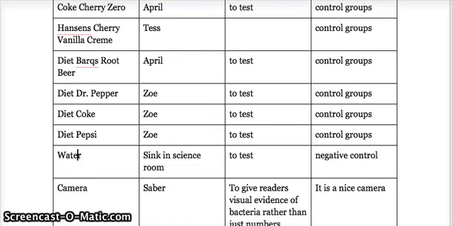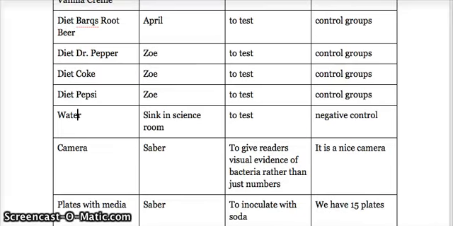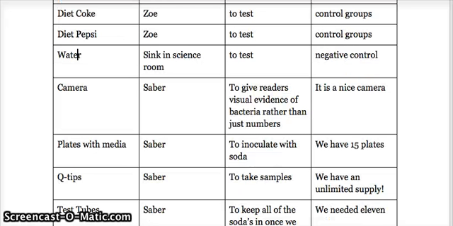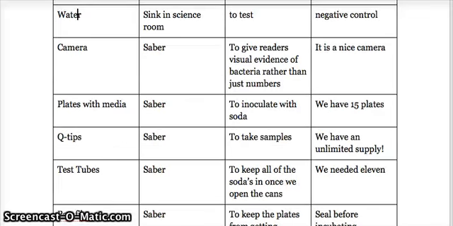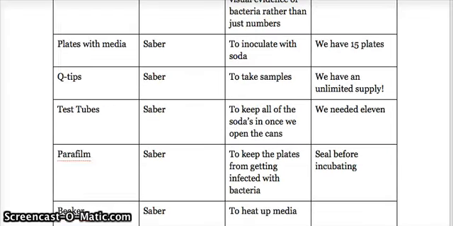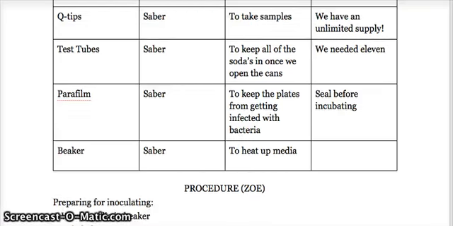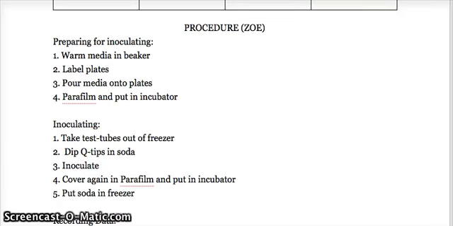We also needed a camera to take pictures of the plates after they'd grown bacteria. We needed plates with media on them to grow the bacteria. We needed Q-tips to test the soda. We needed test tubes to store the soda in. We needed parafilm, which is like a tape that you tape the plates with. Then we also needed a beaker to heat up the media.